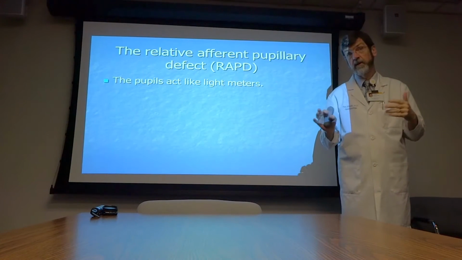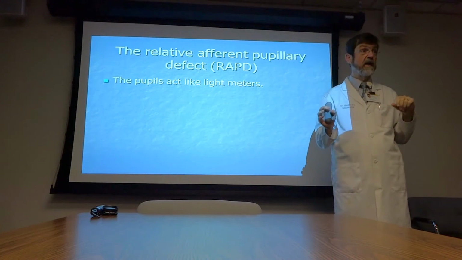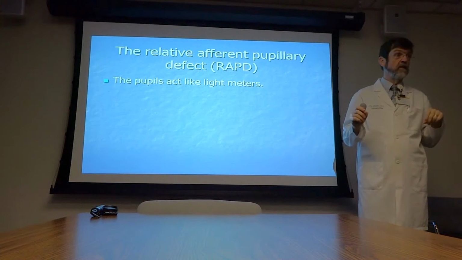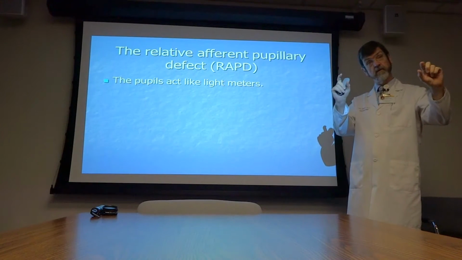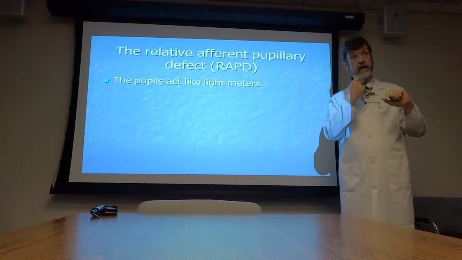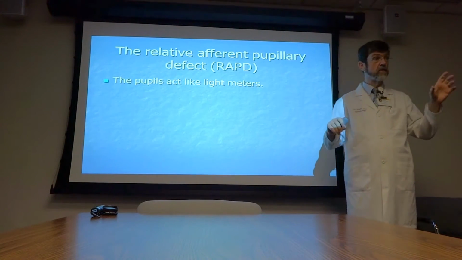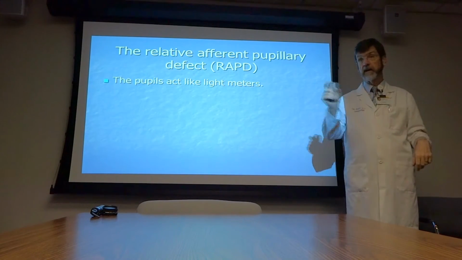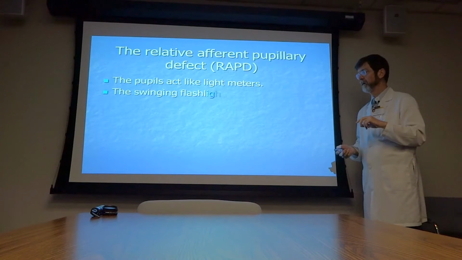Now, a weird aside, and another lecture for another day, is that certain animals, like even cats, aren't wired the same way. So if we put light in the right eye of a cat, the right pupil will get small, the left one maybe not quite as much. So they're wired differently, and birds are wired differently. But for us, for all clinical purposes, you put light in the right eye, both pupils constrict. Put light in the left eye, both pupils constrict. So we can use them as light meters.